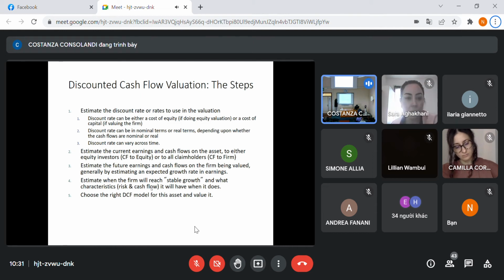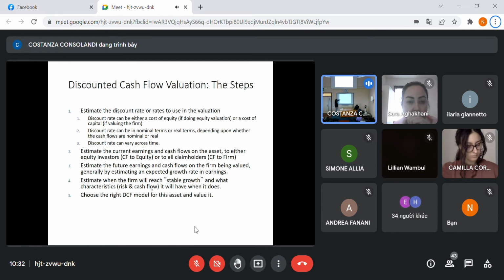Second step, estimate the current earnings and cash flows on the asset to either equity investors, cash flow to equity, so free cash flow to equity, FCFE, or to all claim holders, FCFF, okay, so free cash flow to the firm. So second, estimate the current discount cash flow.